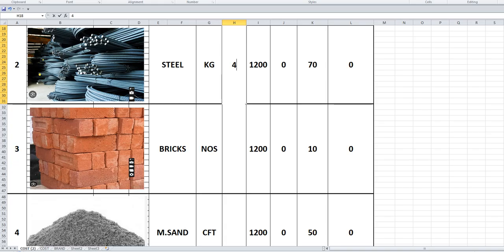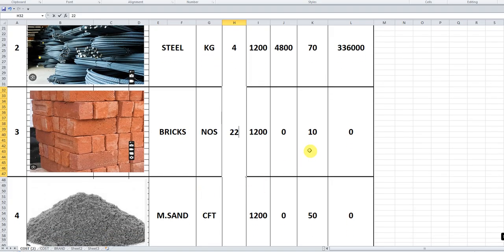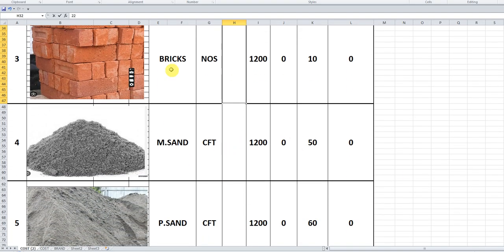Next item is bricks. The unit is in numbers. The coefficient I'm taking is 22 numbers per square feet. Rate is given as 10 rupees. Then the item that comes is M sand. I am taking a coefficient of 1.5 CFT per square feet, and the rate is in CFT.